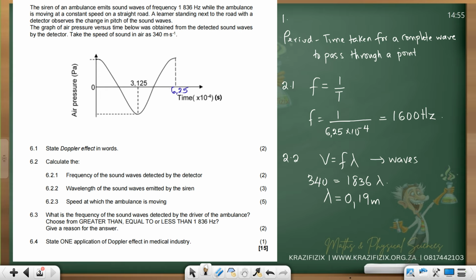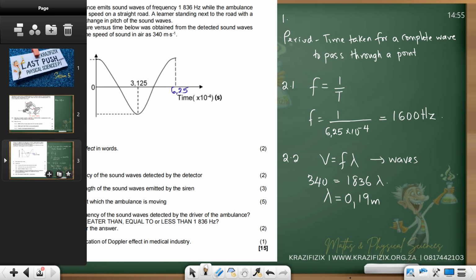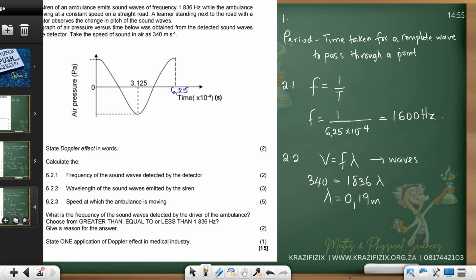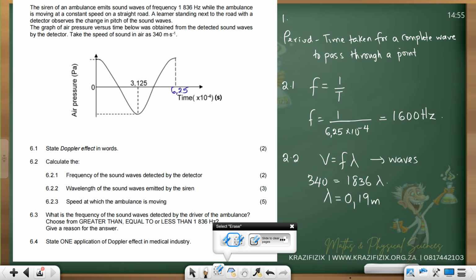Then we go to 2.3. Please talk to me as quickly as possible. I want to see if we can cover a whole lot tonight. Okay. 2.3. Speed at which the ambulance is moving. Now, here, the examiner didn't tell us either towards or away, right? We need to figure it out. Do you think we can figure it out? Yes. How?